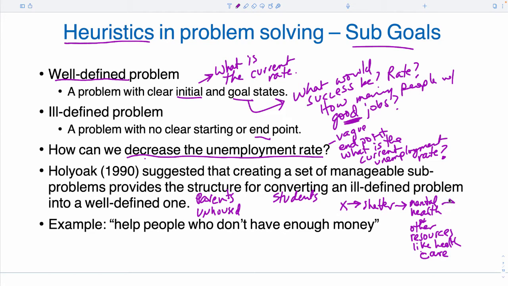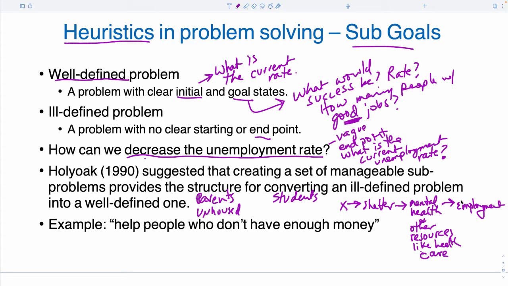And then focus on getting them employment. And so we don't go in one step from where the person is now to employment. Sometimes we have to break it down into these sub-goals.